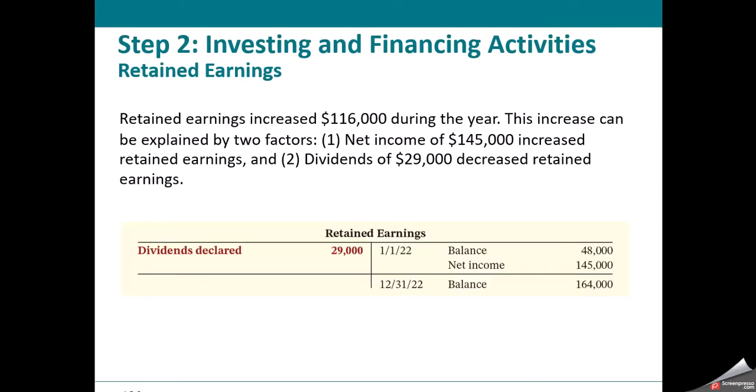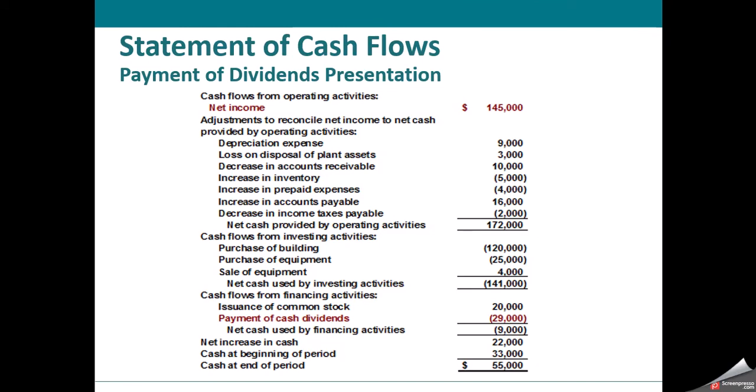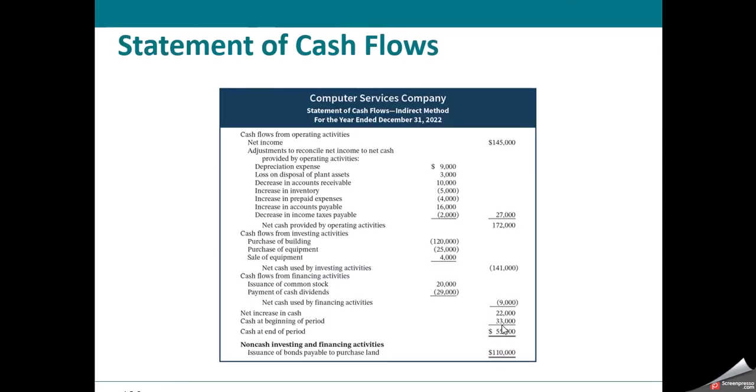Okay, then we paid dividends. So we had net income, which we've already accounted for in our operating section, but we paid dividends of $29,000. So we are going to show those dividends paid on our cash flow statement as a cash out in the financing section.